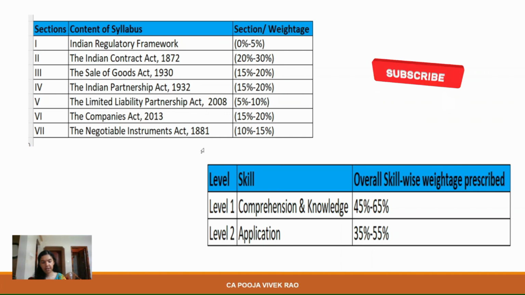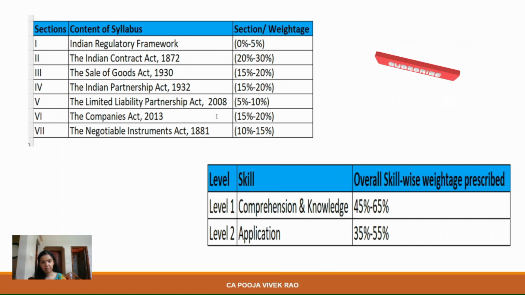Some of the examples for business laws are explaining the difference between void and voidable contracts, understanding the basic rights and obligations under the Indian Contract Act, describing the roles and responsibilities of directors under the Companies Act.